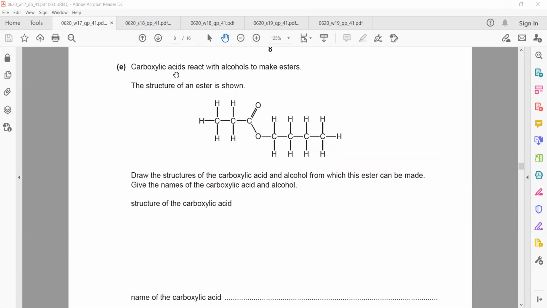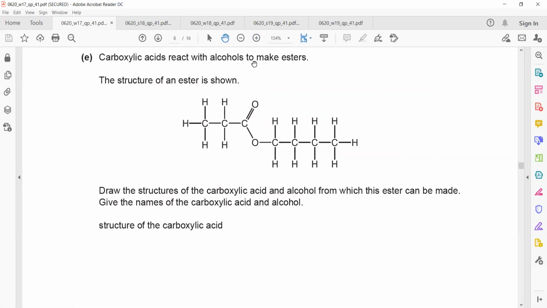Now in this question, the carboxylic acid reacts with alcohol to form an ester. The structure of the ester is shown. First thing, what is the name of this ester? The part which is attached to oxygen is a branch, and the part which is attached to C double bonded with O is a chain. Can you name this ester?